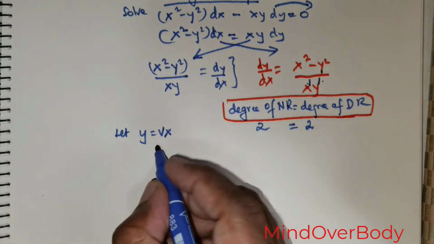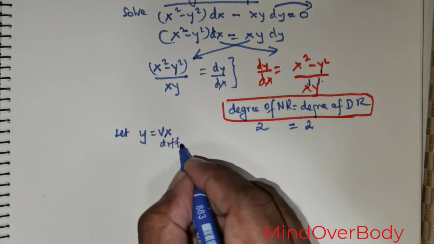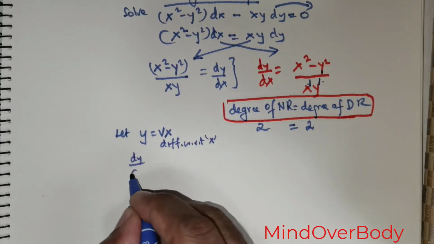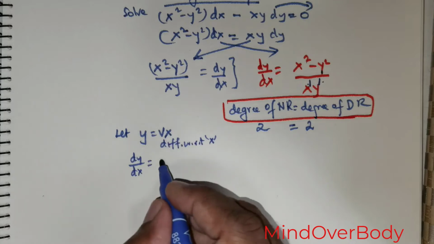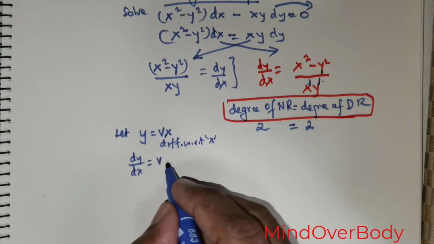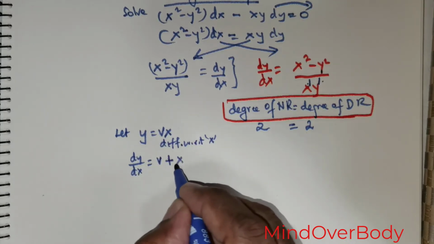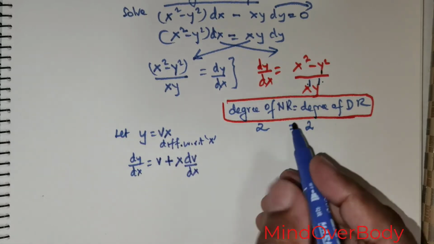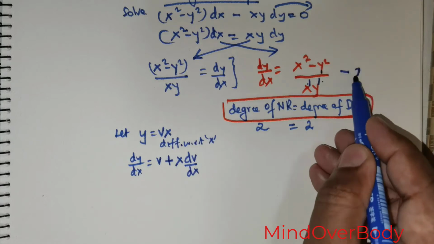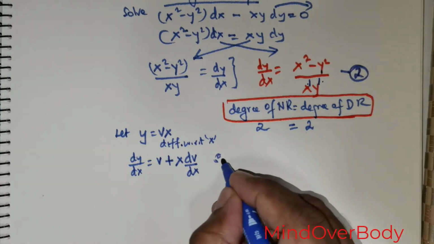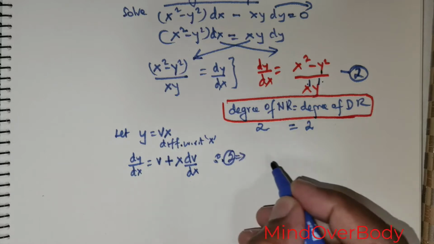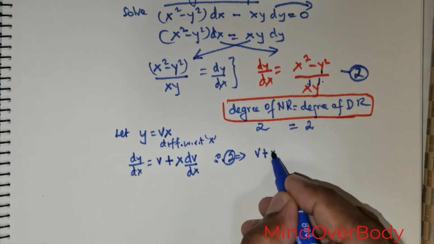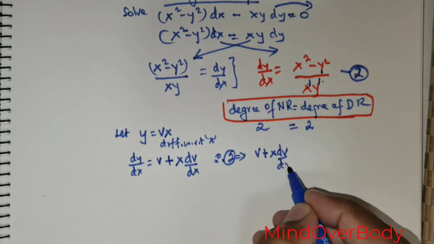Now we take y = vx and then we differentiate with respect to x. When I do that, I get dy over dx is equal to, using the uv formula, v times the differentiation of x, which is 1, plus x times the differentiation of v, which is dv over dx. So we have got this. Now if I take this as equation 2, I can rewrite 2 by substituting, in place of dy over dx, v plus x times dv over dx.